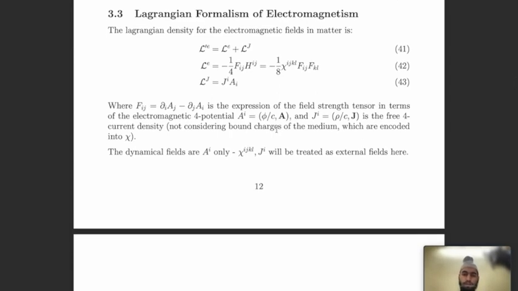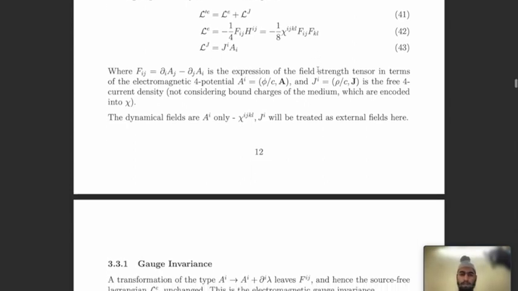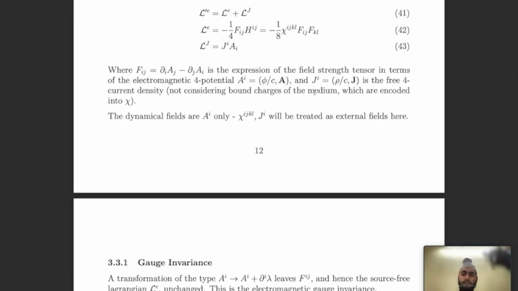So the Lagrangian becomes a function of the four potential fields, and the constitutive tensor is also made of space-time fields, but these are external fields to this system. They are not dynamical fields as we discussed earlier, and hence we do not need to consider them when we discuss the Euler-Lagrange equations for this Lagrangian.